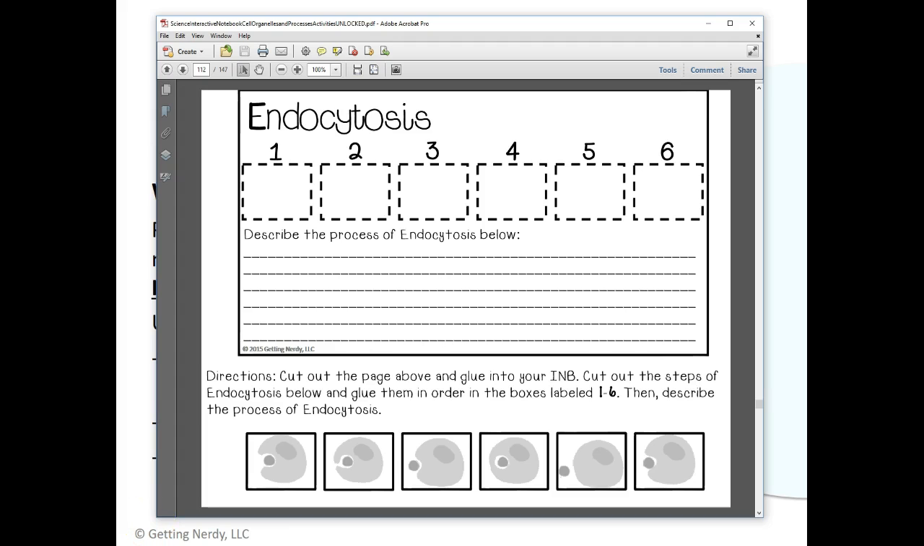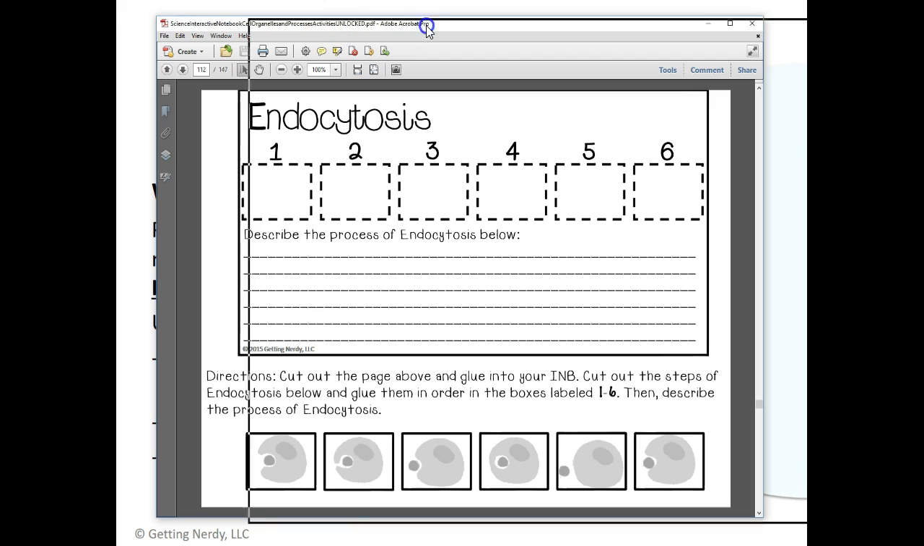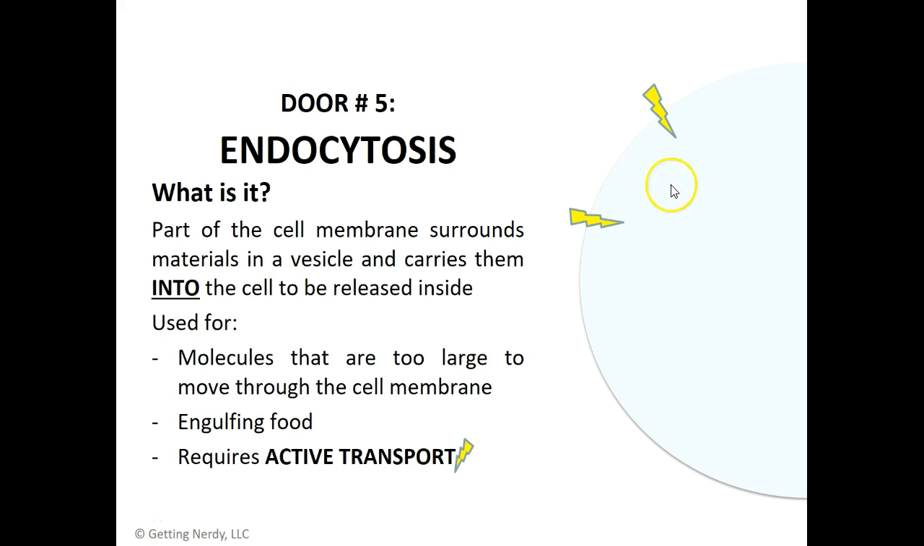Hey, this is Horner. We're going to look at endocytosis and exocytosis, a couple of active transport activities that your cell will do. The first one is called endocytosis, and this is where part of the cell membrane surrounds some materials in a vesicle and then carries them into a cell to be released inside. So let me show you a little animation that shows what happens.